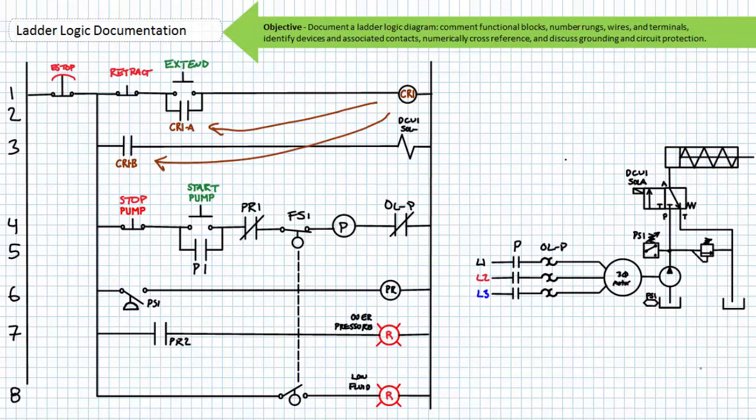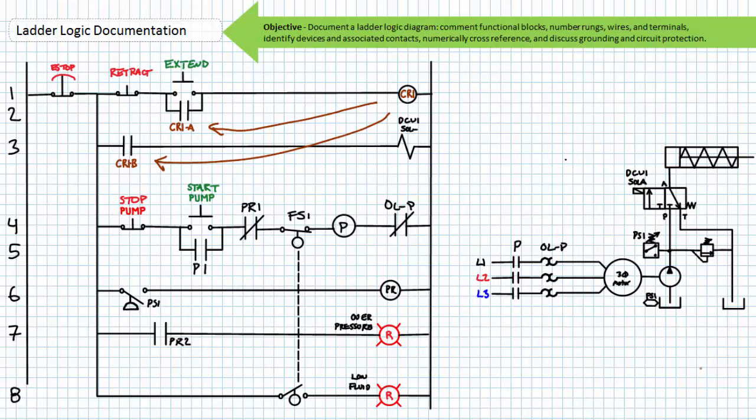Note the coil of this control relay is named CR1. It has two associated contacts put to use in this ladder logic diagram: the normally open contact CR1A in rung 2, and the normally open contact CR1B in rung 3. When the coil of CR1 is energized, both CR1A and CR1B would close.